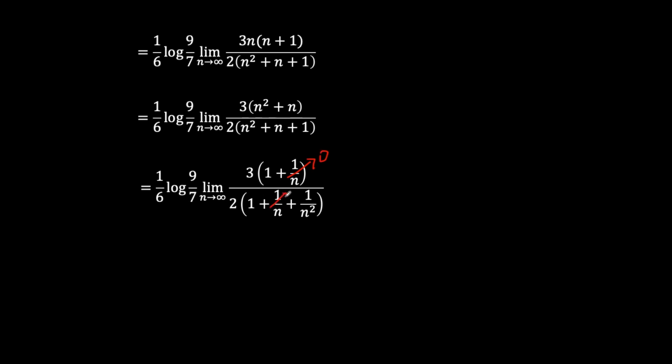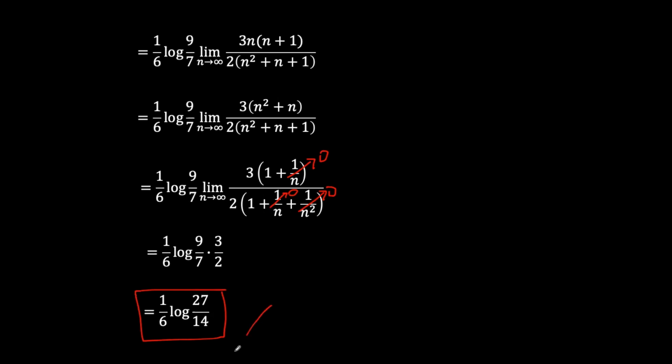This tends to 0. And this tends to 0, right? And so we are left with 3 times 1 and 2 times 1 here, which is 3 over 2. So we have 1 over 6 natural logarithm of 9 over 7 times 3 over 2, which is 1 over 6 natural logarithm of 9 times 3 is 27, 7 times 2 is 14. And this, my friends, is the answer that we're looking for.